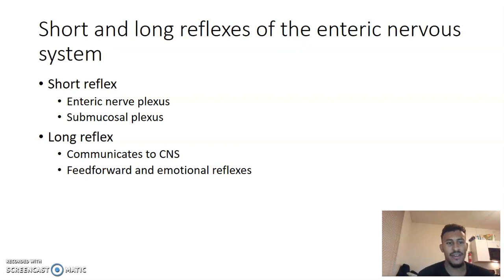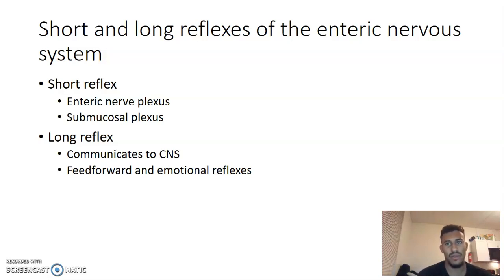So for the enteric nervous system, there are two types: the short reflex and a long reflex. The short reflex breaks into the enteric nerve plexus and the submucosal nerve plexus. The enteric nerve plexus is in the gut wall and acts as a "little brain," allowing local reflexes to begin. This allows the local reflexes to be integrated and end completely in the GI tract, reflexes that originate in the enteric nervous system and are integrated there without outside input.